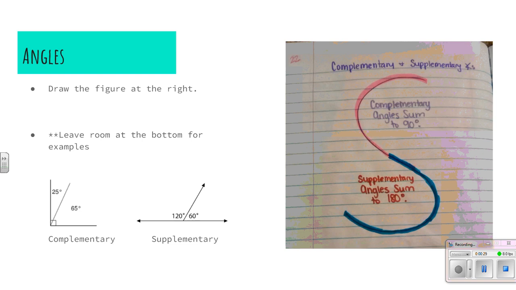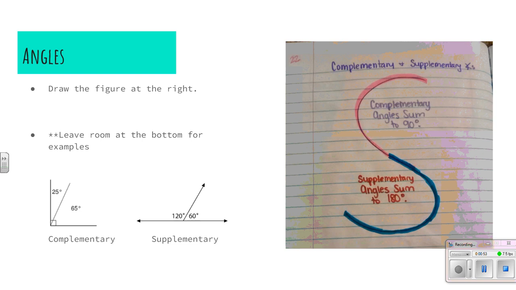Complementary and supplementary angles. Okay, that symbol up there is an angle symbol. Complementary angles add to 90 degrees. That's why it's kind of represented by the C that is in pink or red on the screen. And then supplementary is represented by the bottom part of the S. Supplementary angles sum or add to 180 degrees.